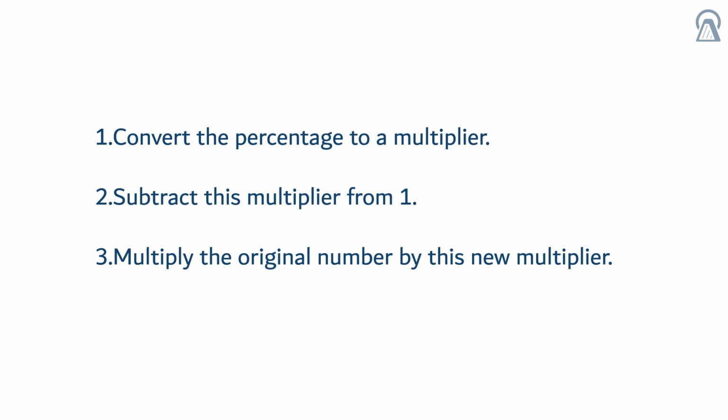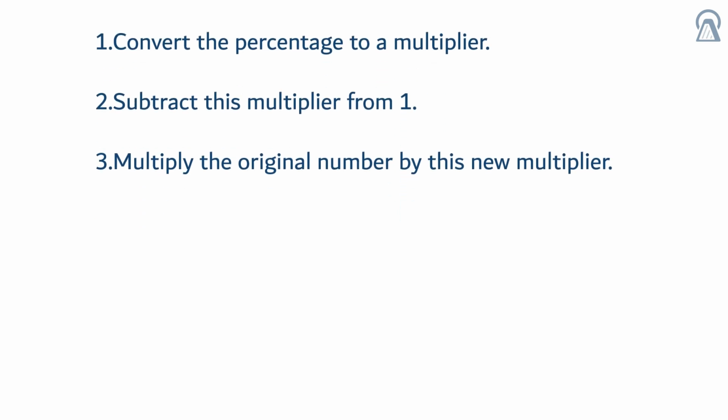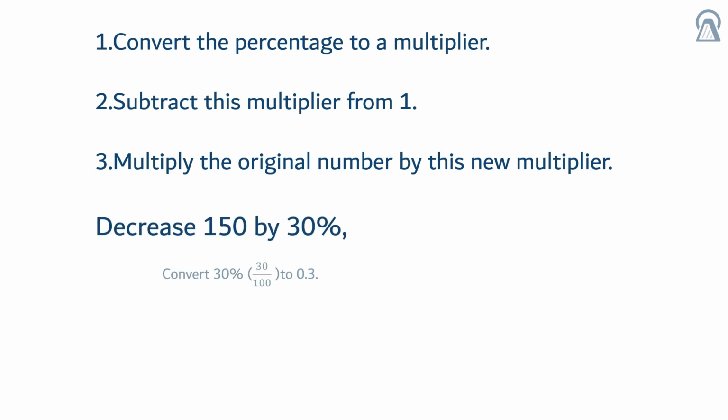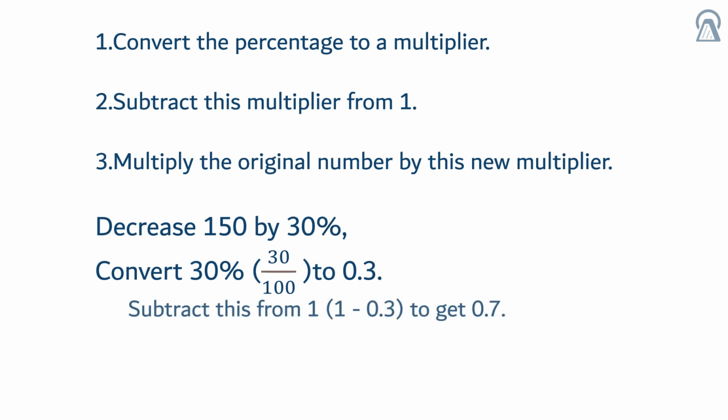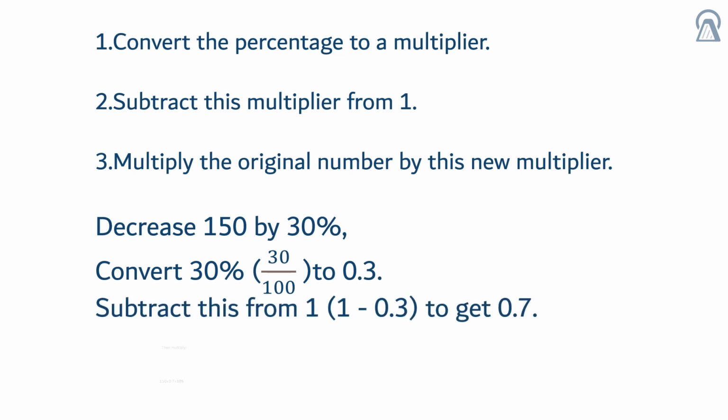For example, to decrease 150 by 30%, we convert 30%, which becomes 0.3. Subtract this from 1 and you get 0.7. Then we multiply the original number, 150, by the new multiplier of 0.7, and that will give us 105. So decreasing 150 by 30% gives us 105.